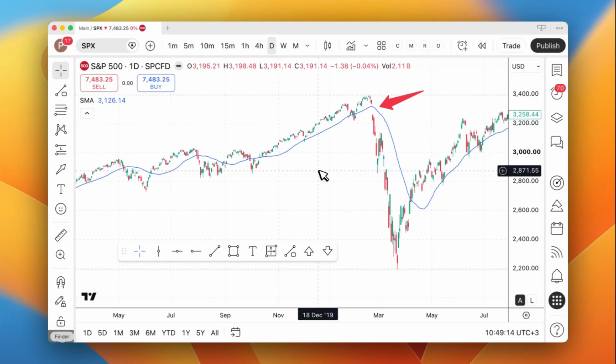So these are the three functions of moving averages. One, where is the trend going, if there is a trend? Two, acting as support or resistance levels.